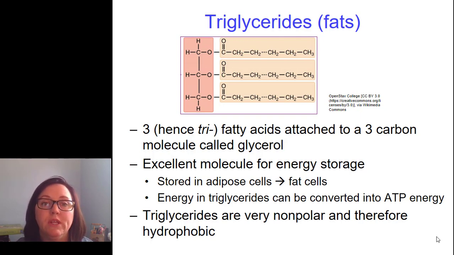These are really excellent for energy storage, and that's because there's actually energy found in those carbon-carbon and carbon-hydrogen bonds in the triglyceride. So we're going to store triglycerides in the body for energy. We store these in tissues called adipose tissues, and the type of cell that stores these triglycerides are called adipocytes. Triglycerides are very, very nonpolar. Right? There's almost no polarity anywhere on them, and therefore they are extremely hydrophobic.